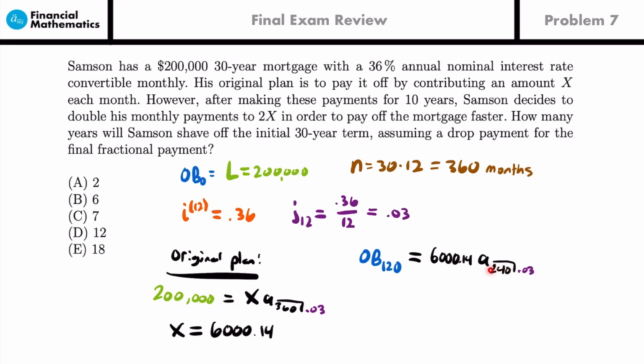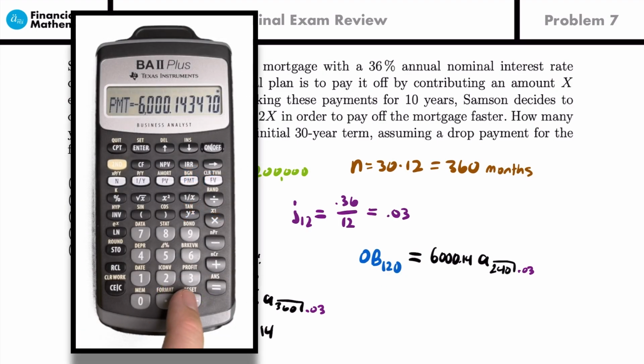Now, I got 240 by subtracting the number of payments already made, 120, from the total number of payments. All right, so 360 minus 120 gets you 240. Okay, we're just taking the present value of the remaining payments after he makes those payments for 10 years, and then that outstanding balance will be what he still needs to pay off with those remaining payments of 2X every month. Okay, so let's calculate this outstanding balance in our calculator.